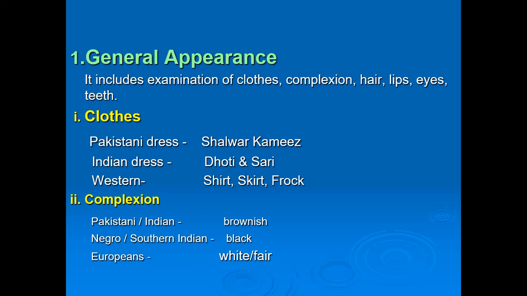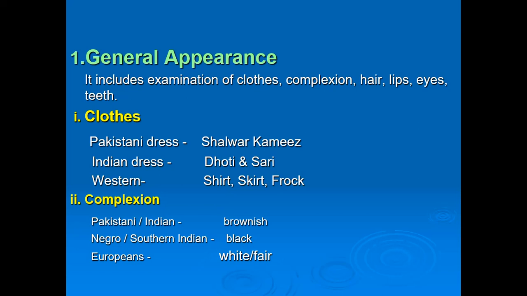Coming to a body which has soft tissue, which has facial features, here you can study and determine race under these headings. Number one, general appearance of that person, which includes examination of clothes, what type of clothes he or she is wearing, which may be peculiar to that race.